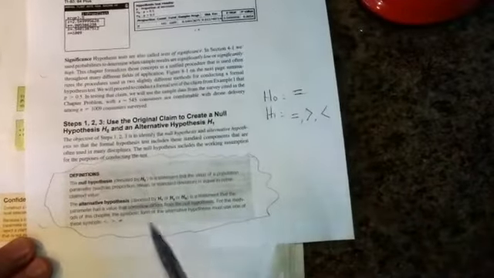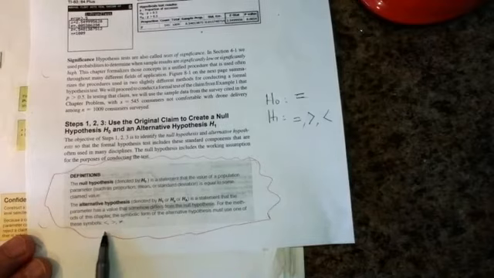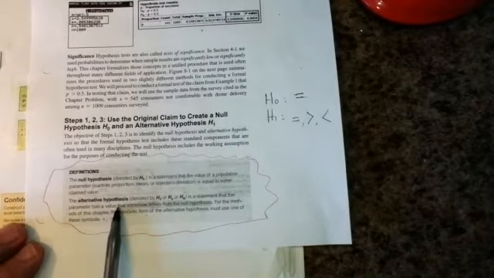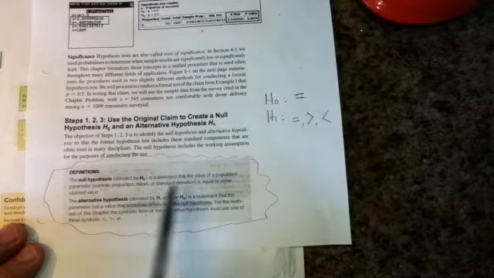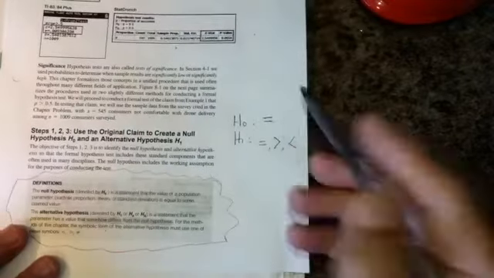So here they talk about H0 and H1. See, the alternative hypothesis, which is H1, can always take less, greater, or not equal. H0 always takes the equal sign. I put it here.